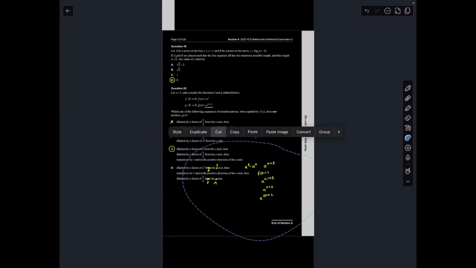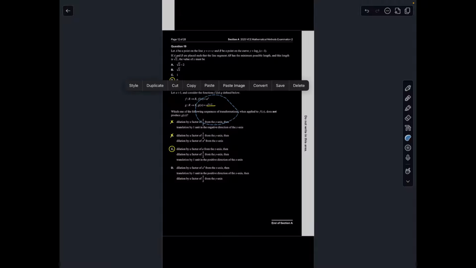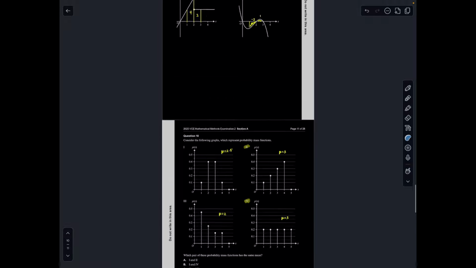Overall, I love this paper. It was actually beautiful. I didn't find it as hard. They actually found the questions very manageable, very easy, 20 out of 20 for students. So I'm very, very happy with this paper.